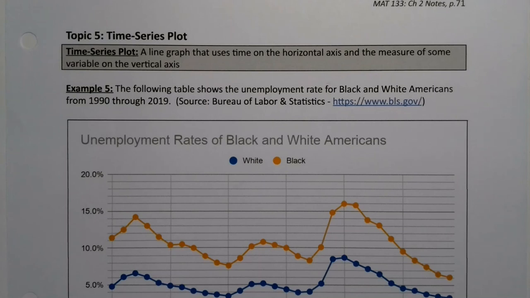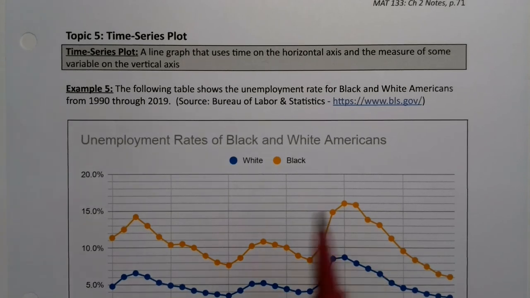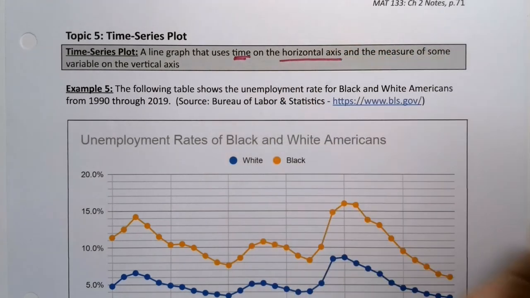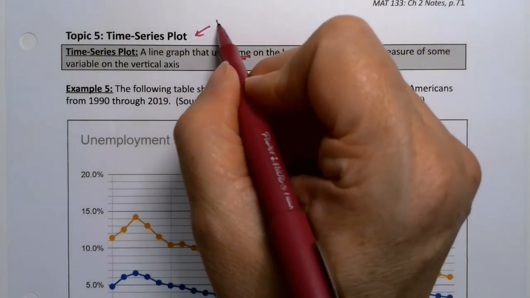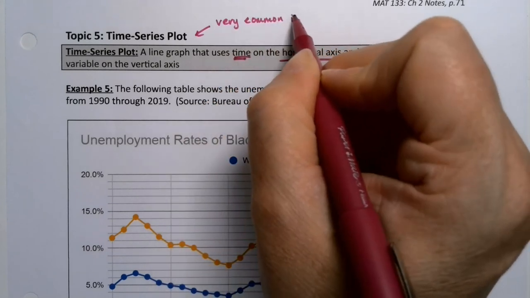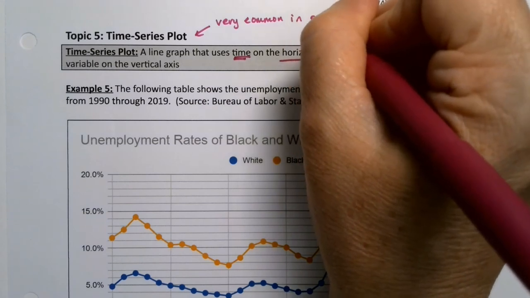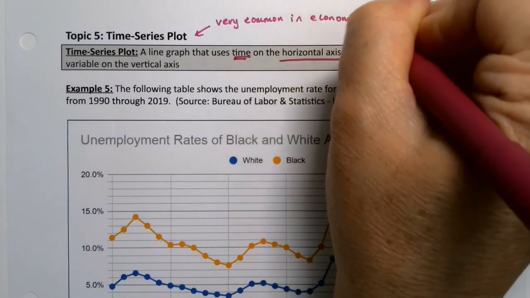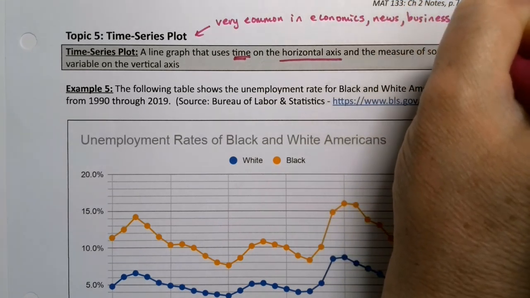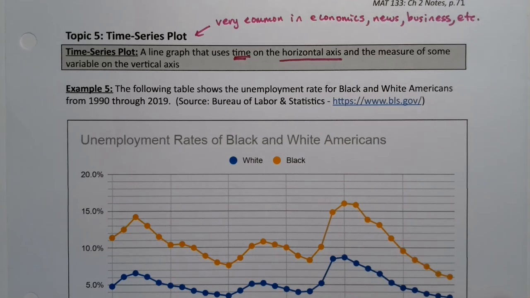The last graph we want to look at in section 2.3 is something called a time series plot. These are line graphs that use time on the horizontal axis and the measure of some variable on the vertical axis. So time is on the horizontal axis, or the x-axis. These are actually very common in economics, business, those types of areas. The news. Right, they're all over the place.